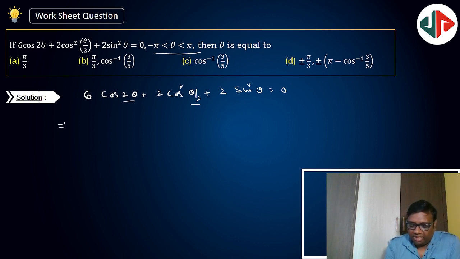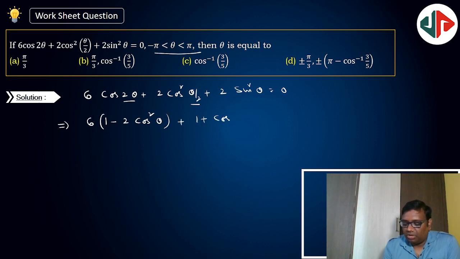So I am rewriting this as 6 times of 1 minus 2 times cos square theta, plus 2 times cos square theta by 2, which means 1 plus cos theta only, no? 1 plus cos theta, and plus 2 minus 2 times cos square theta. Everything we converted in terms of cos having the same angle. So sin square theta means 1 minus cos square theta, and 2 times cos square of theta by 2 means 1 plus cos theta.